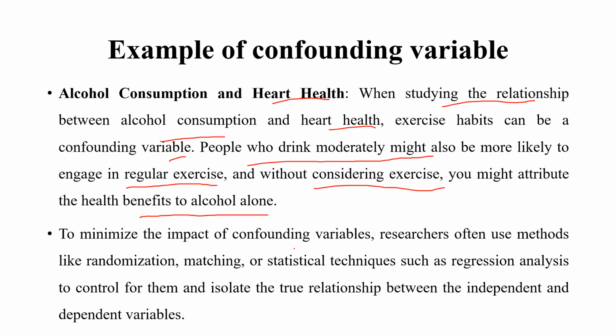So, to minimize the impact of confounding variables, researchers often use methods like randomization, matching, or statistical techniques such as regression analysis to control for them and isolate the true relationship between the independent and dependent variables.